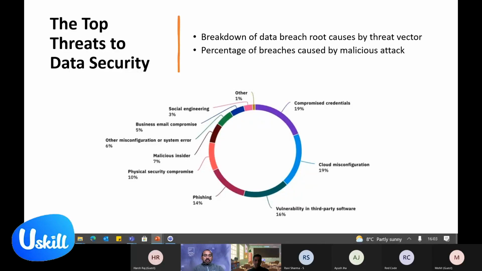So at the right side, you can see that 19% of the breaches happen due to compromised credentials. If somebody asks me what is your password or your organization's login credential and password, I will not say. But the hackers or the malicious users are so intelligent, they trick users to reveal that information.